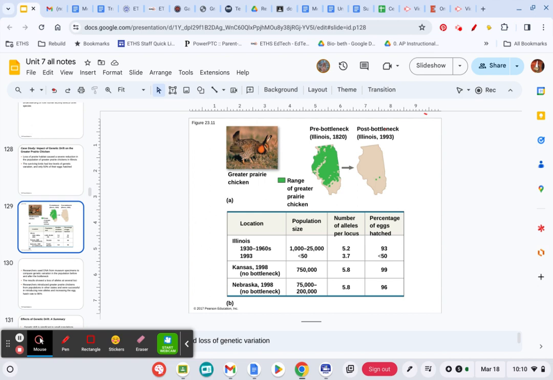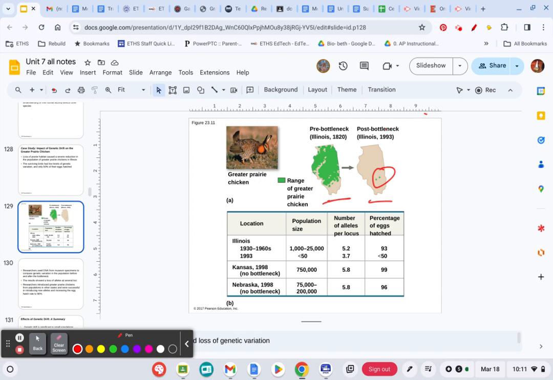Back in the 1800s, if you look on the left here, the state of Illinois, all that green was the range of the prairie chicken. It was all over the place. And then in the 1990s, you can see that there's just a very small population of prairie chickens. So what happened was humans came along and said, oh, that looks like a great place to build my house. Or that looks like a great place to plow down a field for corn. And they didn't say, oh, I like that prairie chicken, but I don't like that prairie chicken. So it just happened to be chance that some of the prairie chickens survived, but the majority of them didn't.